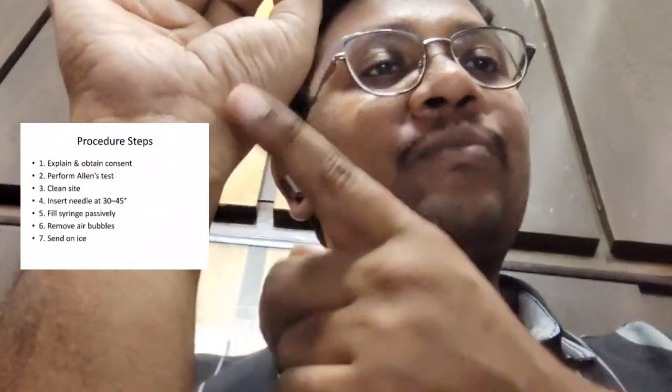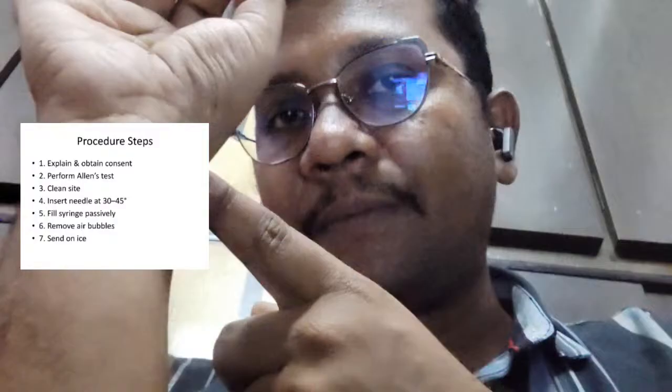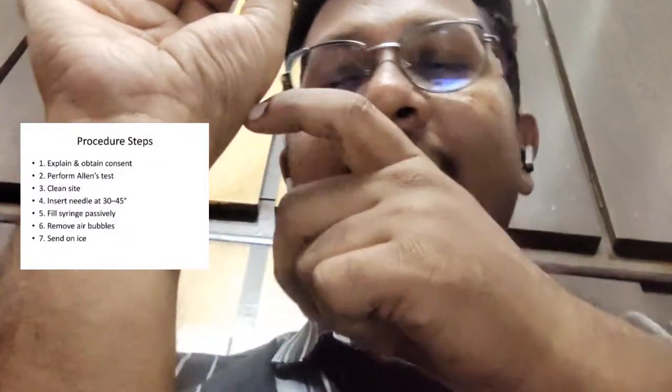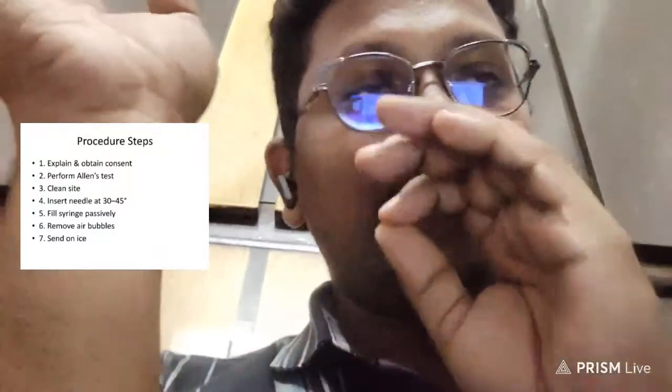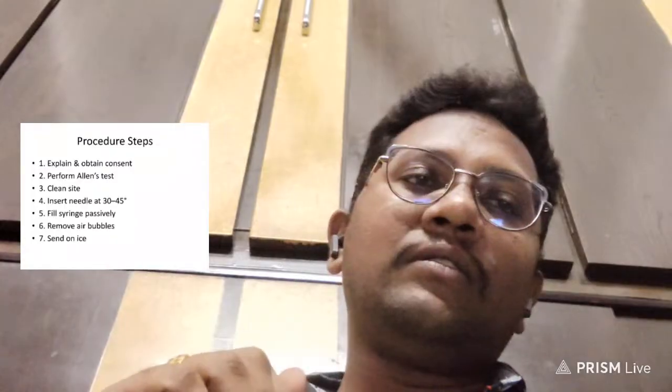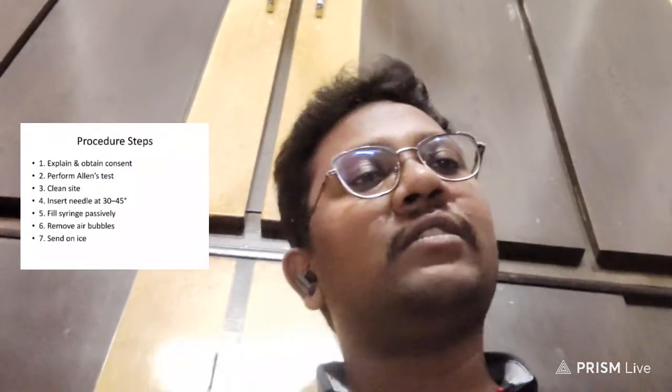You have to observe whether any bleeding is happening. You have to observe whether any hematoma is forming around the puncture site. This communication has to be forwarded by the person who is doing the procedure.